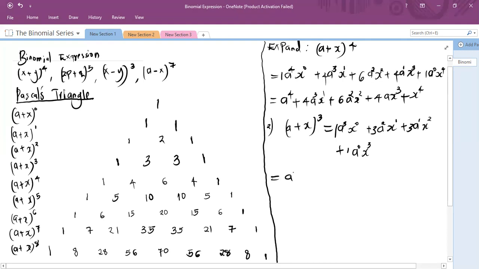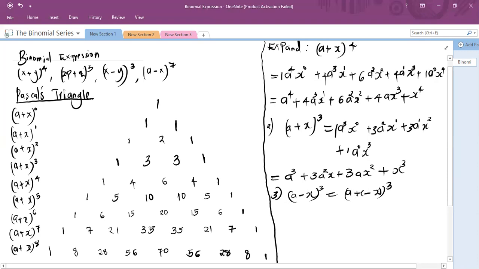So simplifying this one, this is a cubed, x raised to the power 0 is 1. So I have 3a^2x plus 3ax^2 plus x^3, since a raised to the power 0 is 1. Now, what if we are told to expand where we have, let's say, a minus x raised to the power 3. Now, the best way to write this is a plus minus x raised to the power 3, such that this is what we are going to take as our second term.